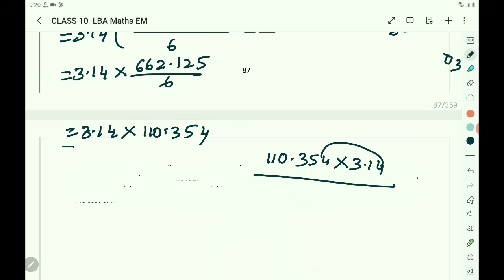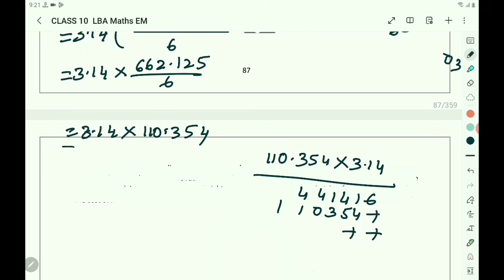3.14. Now 4 4s are 16. 1 carry. 4 5s are 20 plus 1, 21. 4 3s are 12 plus 2, 14. 1 carry. 4 0s are 0 plus 1, 1. Then 11 4s are 44. Plus again 1 into same comes. 110.354 into 1 is same. You write that only. 4, 5, 3, 0, 1, 1.